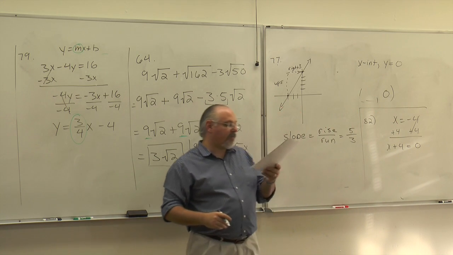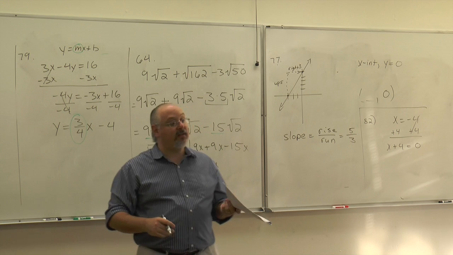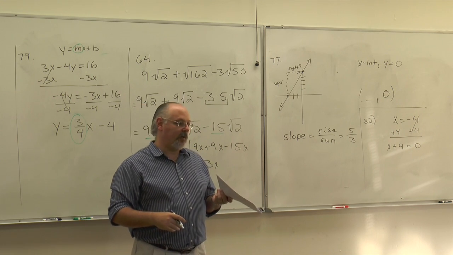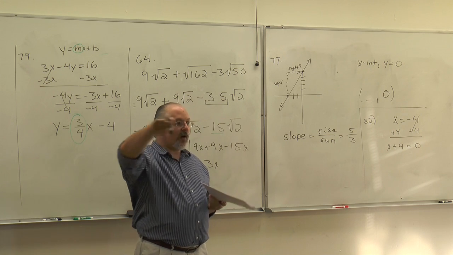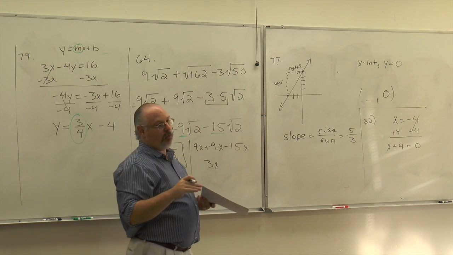All right, it's hard to tell from the picture. On the exam, it's much easier to read. All right, if it's a horizontal line, it's of the form y equals a number.